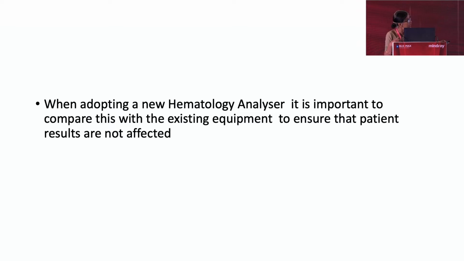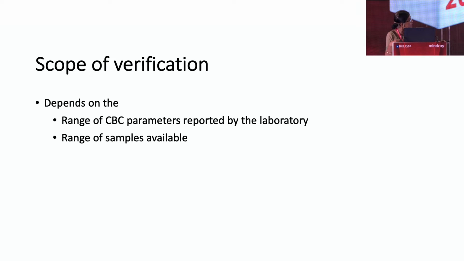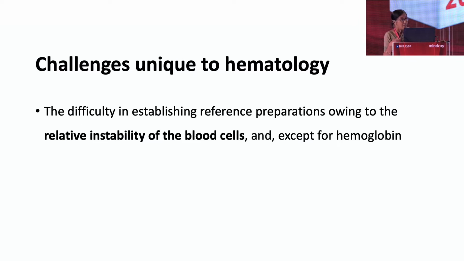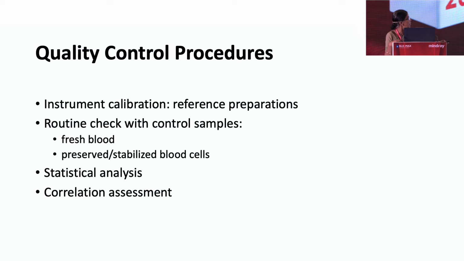So when adapting a new hematology analyzer, it's important to compare this with the existing equipment to ensure that the patient's results are not affected. So the scope of verification depends on the parameters reported by the laboratory and the range of samples that are available to us. Of course, there are challenges unique to hematology, difficulty in establishing reference preparations owing to the relative instability of various hematological parameters.